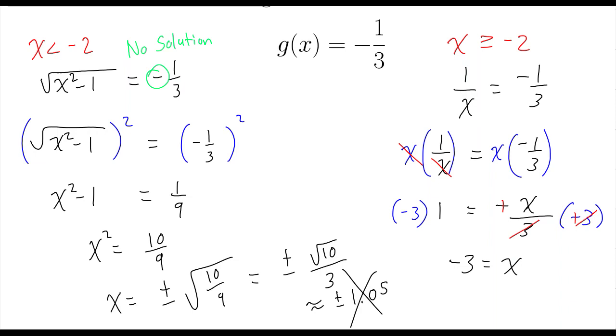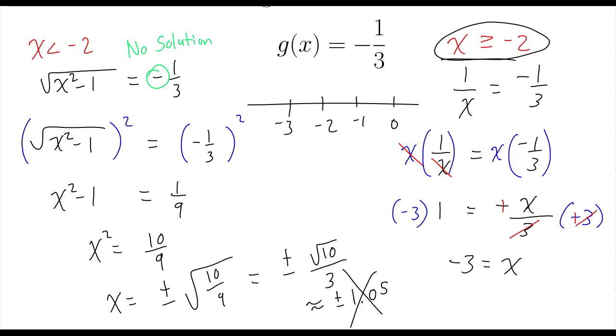Okay, so now, is negative 3 greater than or equal to negative 2? It's greater in magnitude, but it's not greater as far as a number line is concerned, right? Because negative 2 is here. Negative 1, 0 is that way. Negative 3 is this way, right? It's to the left, so it's actually more negative. It's less than negative 2. So we can't include this one in my answer either. So looks like we're at it again with no solution.